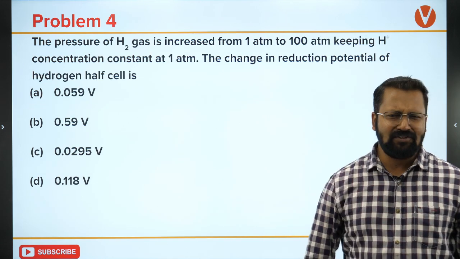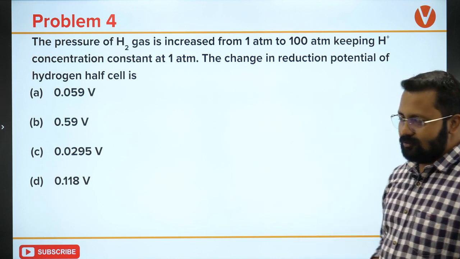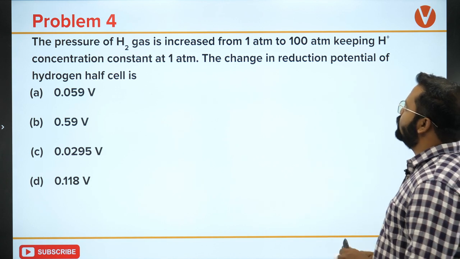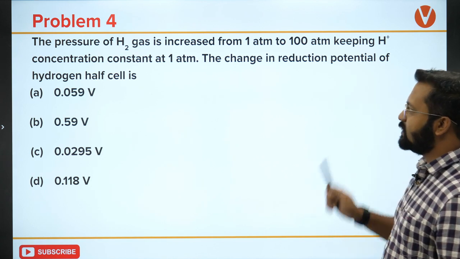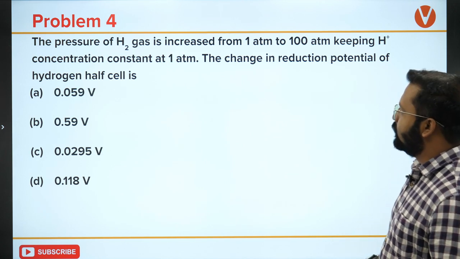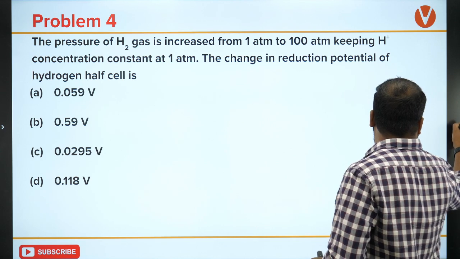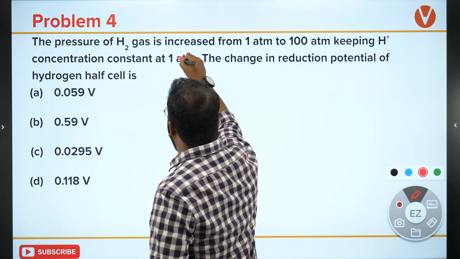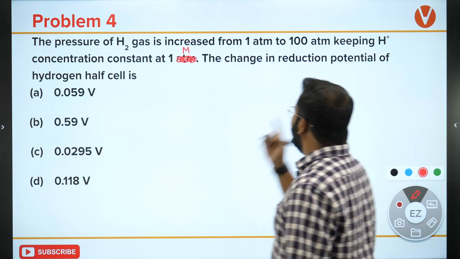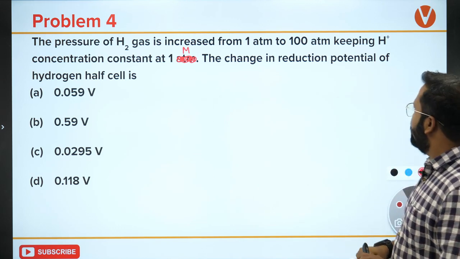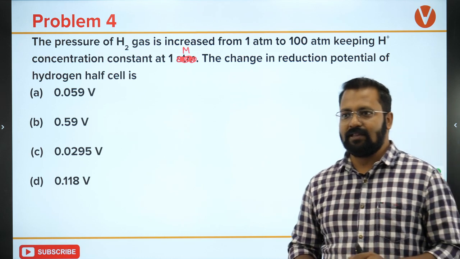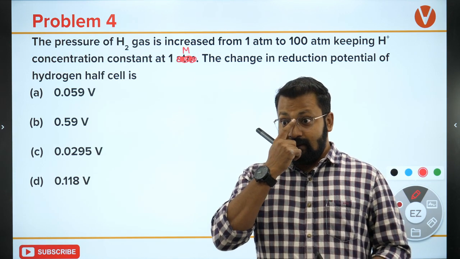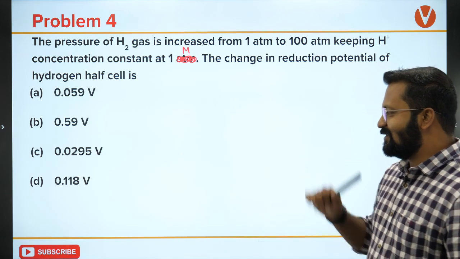Next question is this. This is not a very straightforward question, but try to read the question, then try to solve this. The pressure of hydrogen gas is increased from 1 atmosphere to 100 atmosphere, keeping H plus concentration constant at 1 molar. The change in the reduction potential of the hydrogen half cell is. Okay, I am giving you some time to solve this.